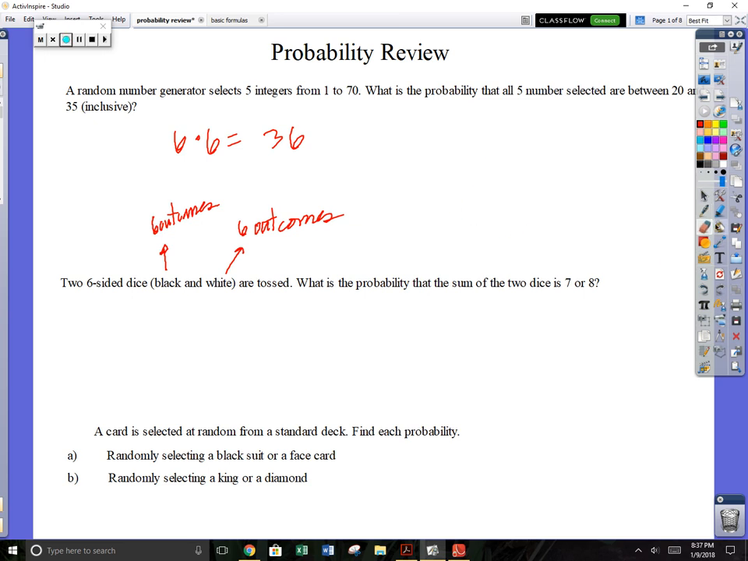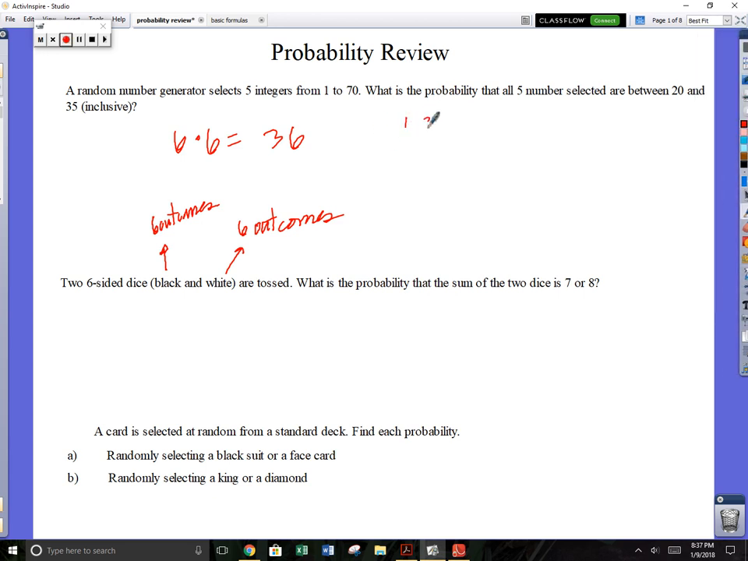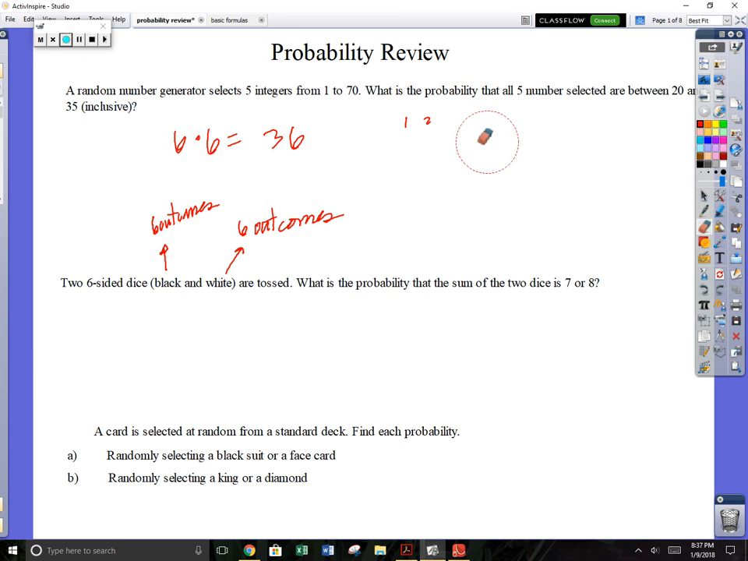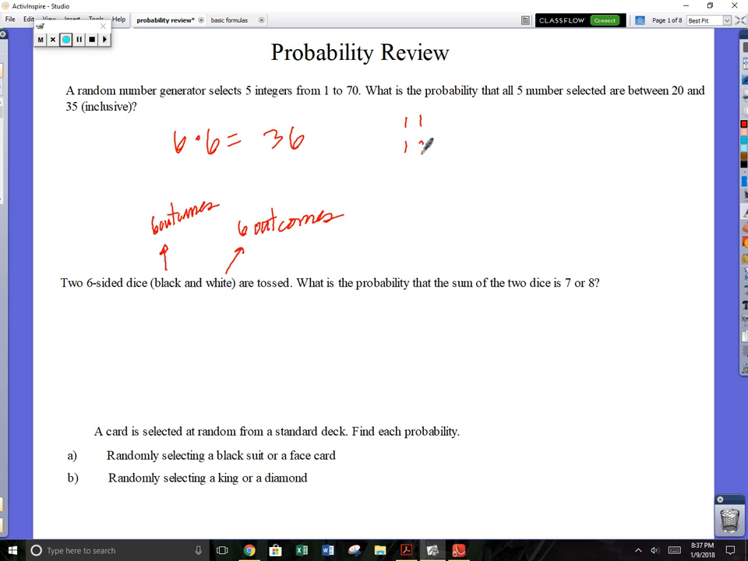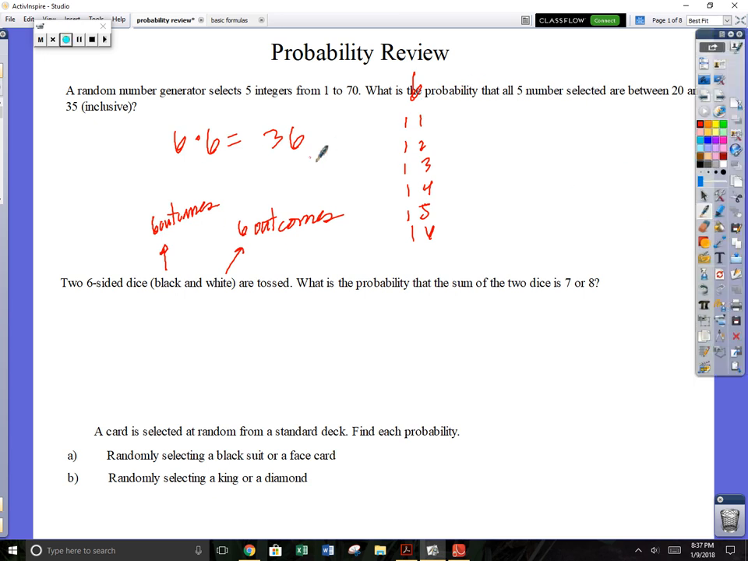And this one, we can kind of make a picture real quick that's not bad, because I can have a 1 on the black and a 1 on the white, a 1 on the black, a 2 on the white, a 1 on the black, so on and so forth, a 1 and a 4, a 1 and a 5, a 1 and a 6. So there's 6 different ways I can arrange the first dice being a 1. Then there's going to be 6 different ways I can arrange the first dice landing on a 2, and so on and so forth. So 6, 6, 6, 6, 6, 6 times 6, there's going to be 36 different outcomes.